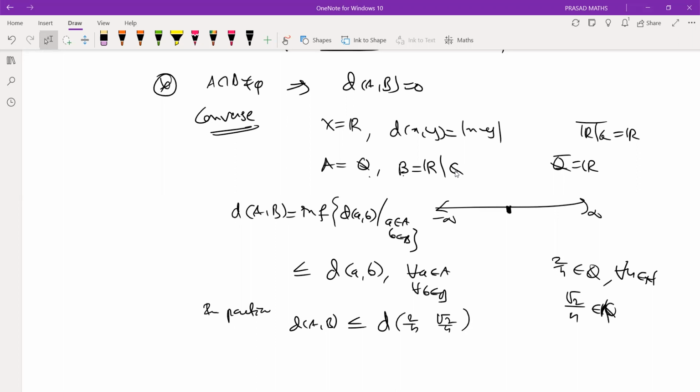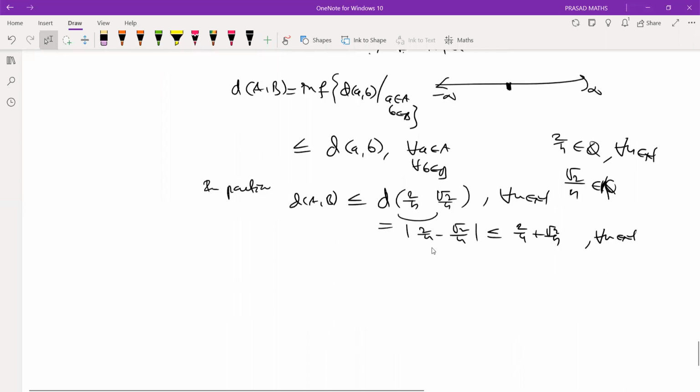It is always irrational, right? This is true for every n. But what is my distance between these 2 points? Modulus of 2 by n minus root 2 by n. By triangle inequality, this is less than or equal to 2 by n plus root 2 by n, right? This is true for every n.